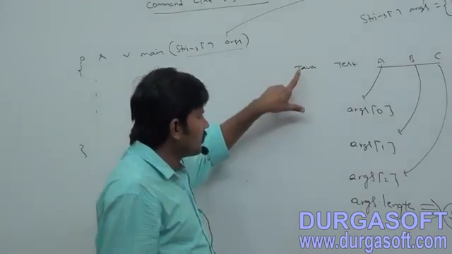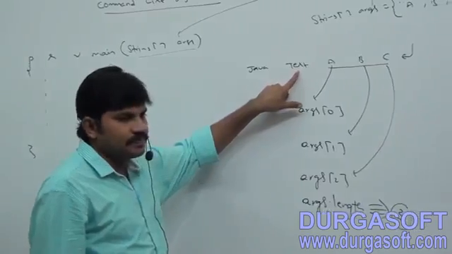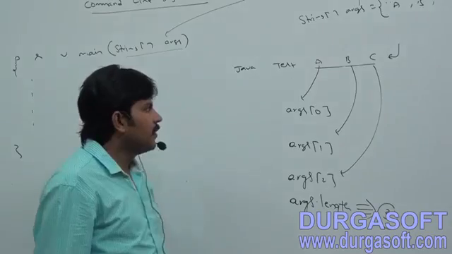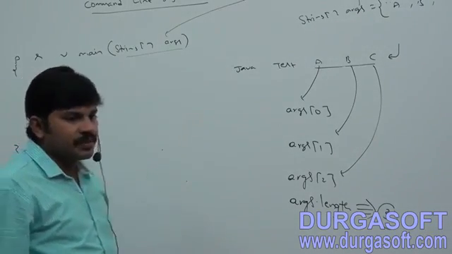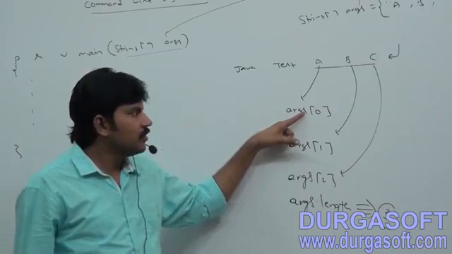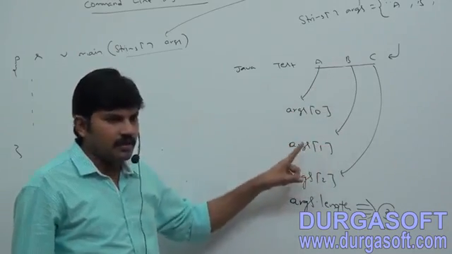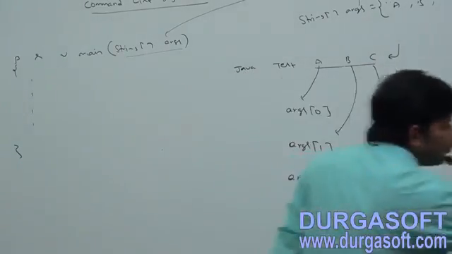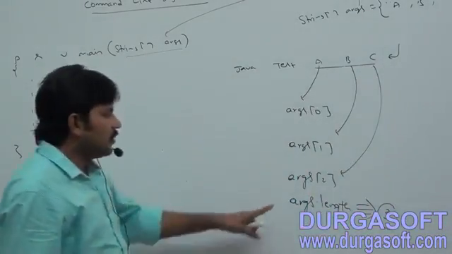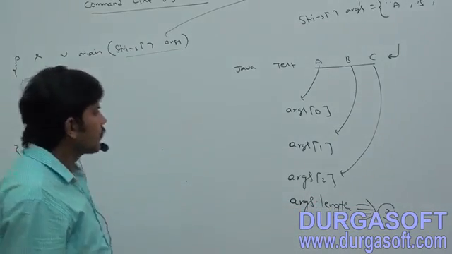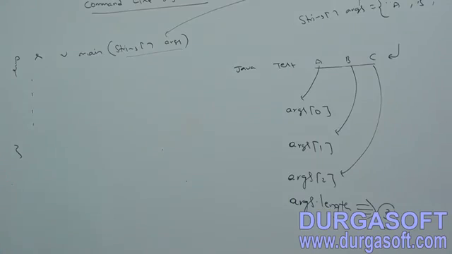Example, just take this one. Java test A B C. Now what is A? A means args of 0. What is B? Args of 1. What is C? Args of 2. Next, args dot length, its value is nothing but 3. Take it clearly. What is a command line argument?